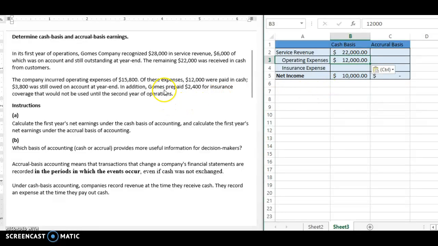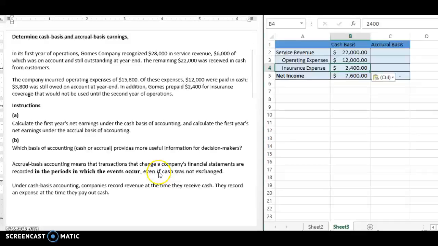Then last, they prepaid for the insurance. So they paid cash for the insurance, even though it wasn't going to be used until next year. So we can see that the $22,000 subtracting the expenses, we are left with a net income of $7,600 under the cash basis accounting. Next, we're going to cover the accrual basis accounting.